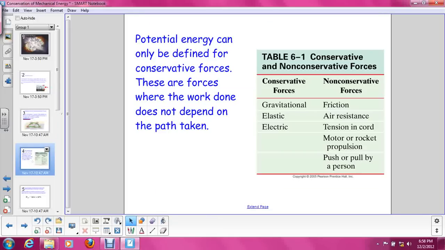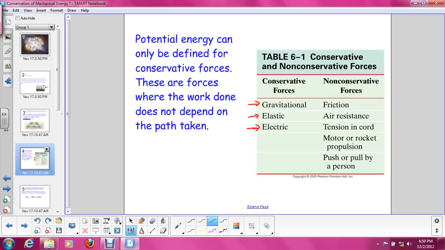Potential energy can only be defined for conservative forces. So forces on which the path does not depend. So conservative forces are gravitational forces, elastic forces, and electric forces. It turns out that for all of these, the path taken does not matter. What matters is the starting point and the ending point.